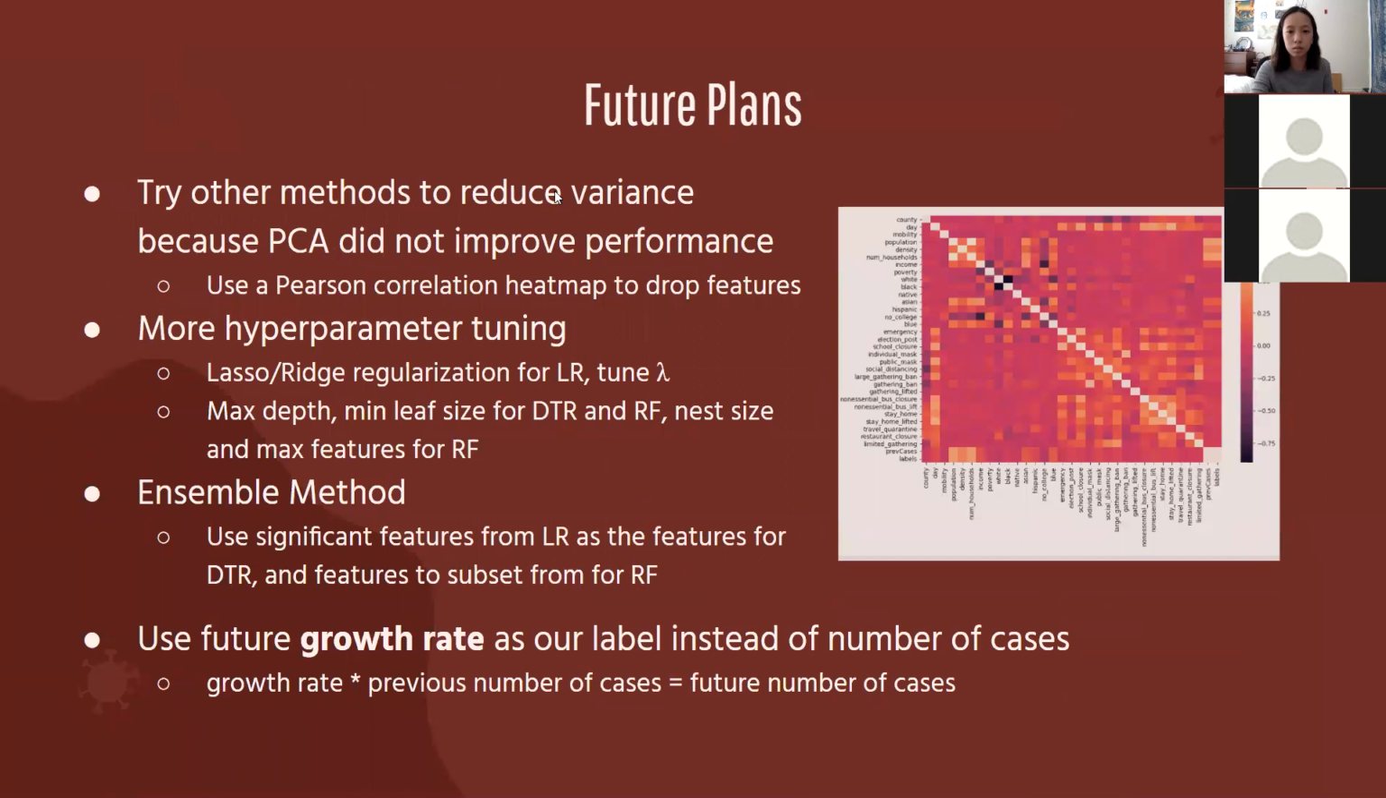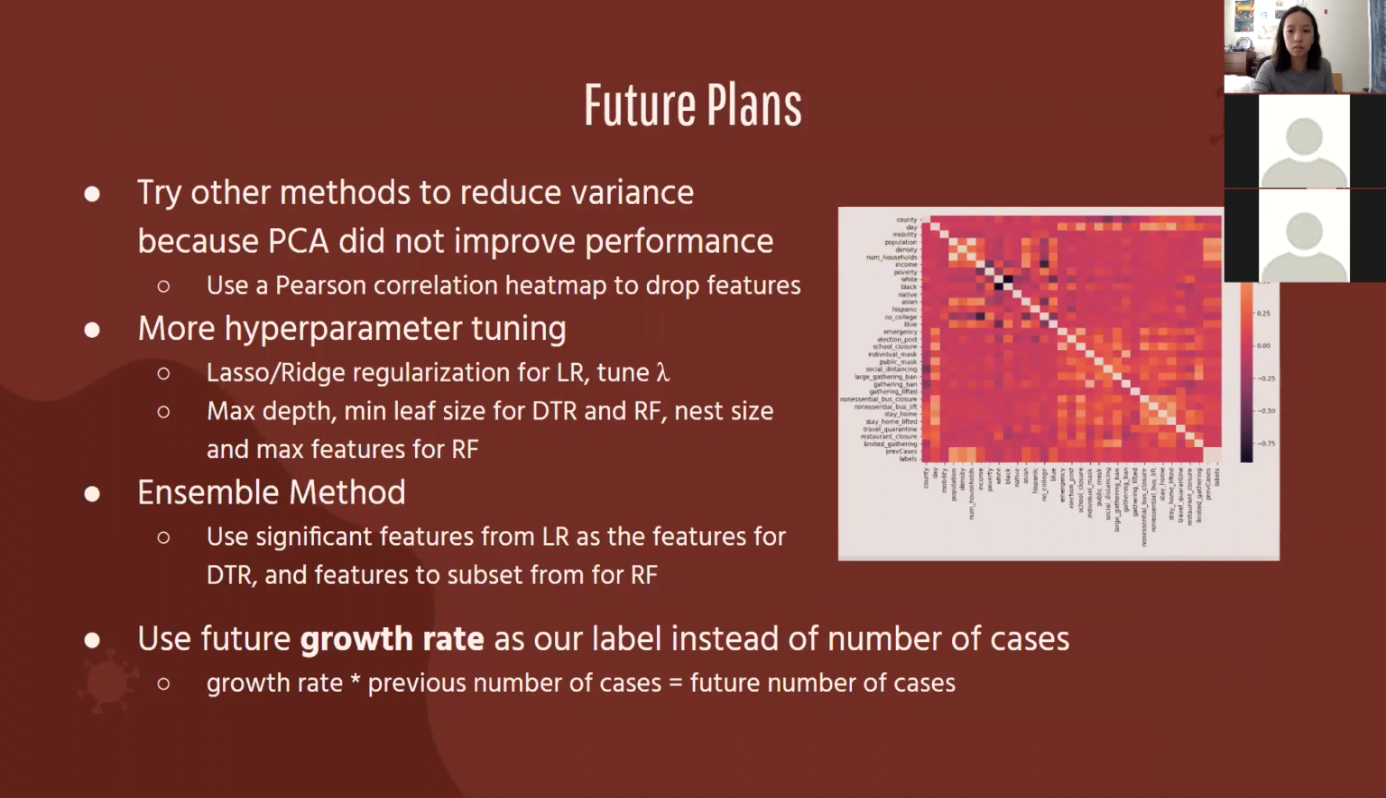For future plans, we will try other data preprocessing methods in order to reduce variance because PCA did not improve our model performance. We plan to use the Pearson correlation heat map to drop features before running our models again. We will continue doing more hyperparameter tuning. For linear regression, we will use lasso and ridge regularization and tune lambda.